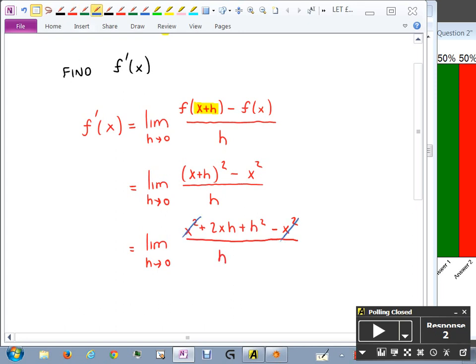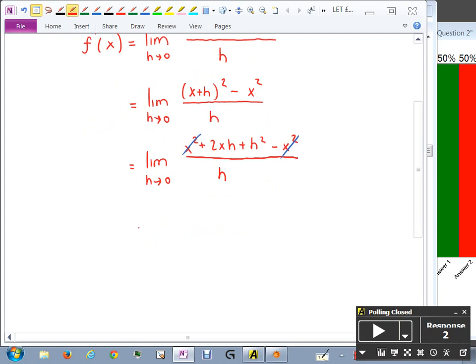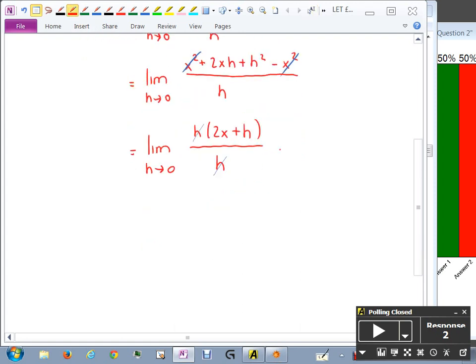The x squareds would have canceled out. This would have left you with, take an h out. Now cancel your h, and you're left with the limit as h goes to 0 of 2x plus h, and now let h go to 0. And you get 2x. That would have been it.